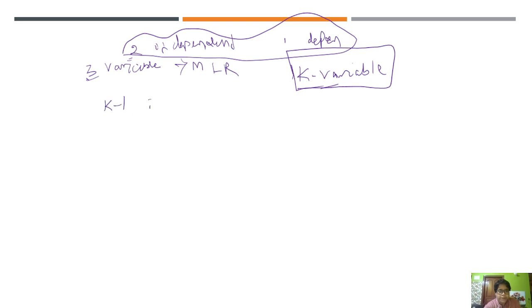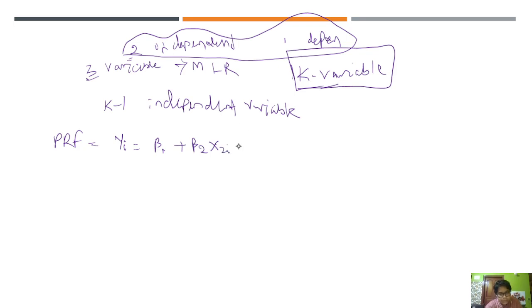So there will be k minus 1 independent variables. Let's write this PRF, that is the population regression function: yi is equal to beta 1, plus beta 2 x2i, plus beta 3 x3i, and likewise it continues till beta k xki.